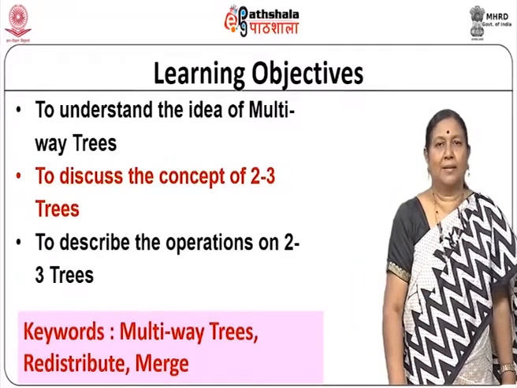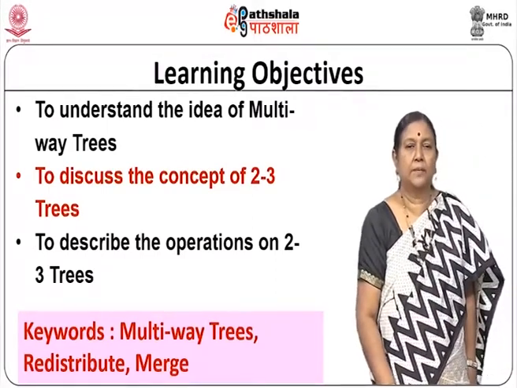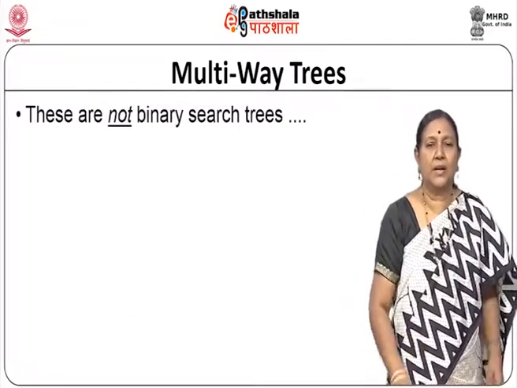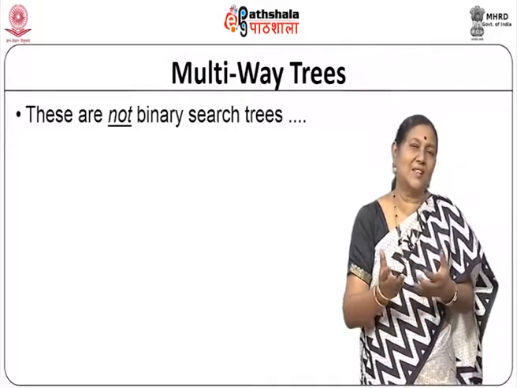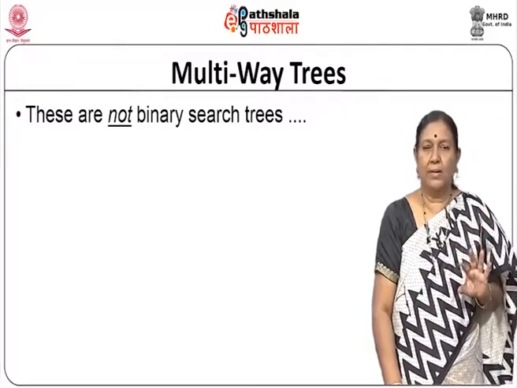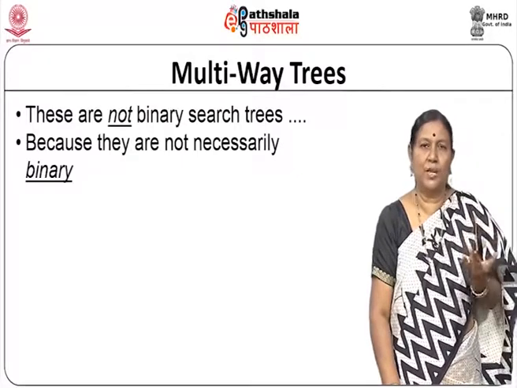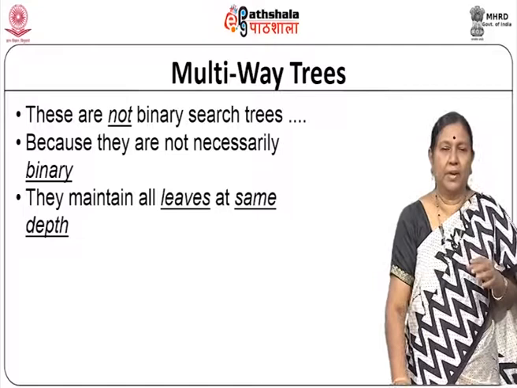With these learning objectives, let us go into multivariate trees. First, what are multivariate trees? These are not binary search trees, obviously, because binary search trees are two-way trees. Here we are talking about multivariate trees. They are not necessarily binary. Of course, you can have 0, 1, 2, up to m children.